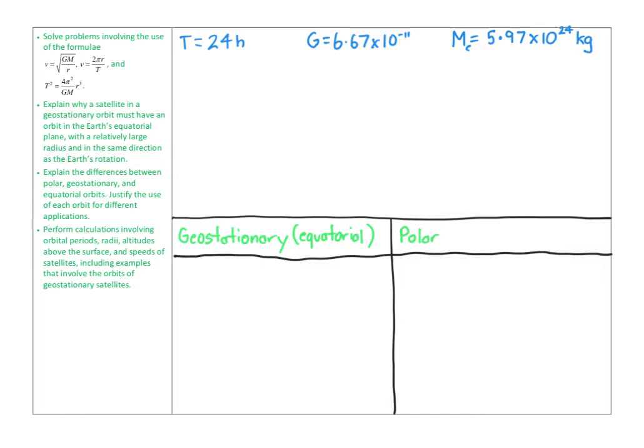Okay, I'm getting there. In this slide, firstly, we need to solve problems using these formulas here that we've already talked about. I'm going to do an example problem as the last part in the next slide, so we'll come back to that. And I'm sort of going to do a calculation here, which is an example of using these equations as well. Next, explain why a satellite in a geostationary orbit must have an orbit in the Earth's equatorial plane with a relatively large radius and in the same direction as the Earth's rotation.